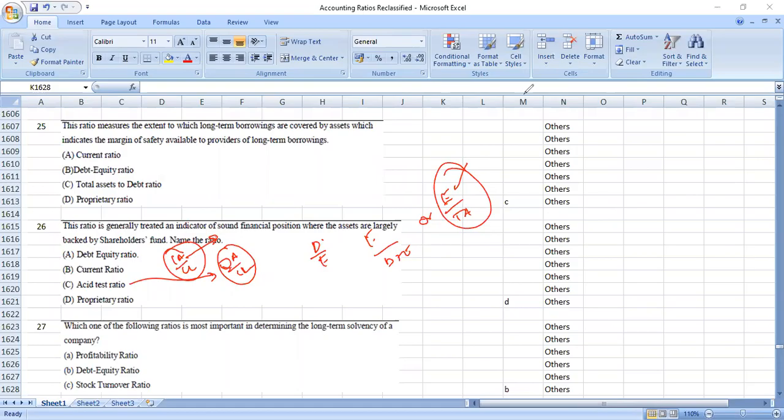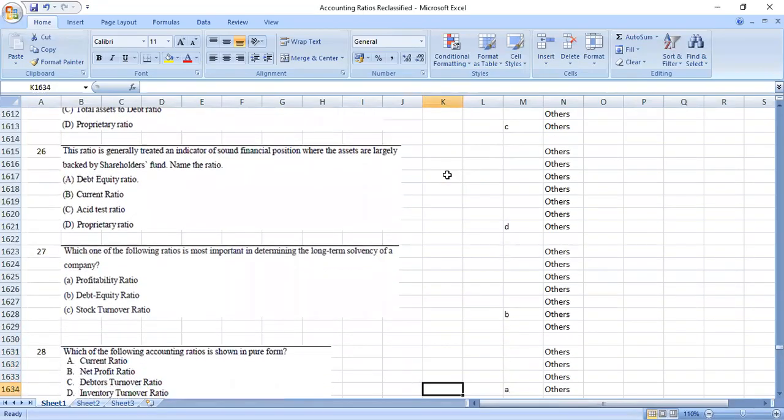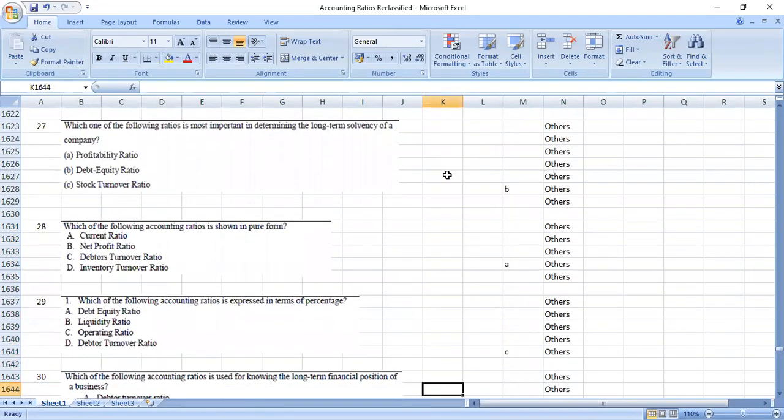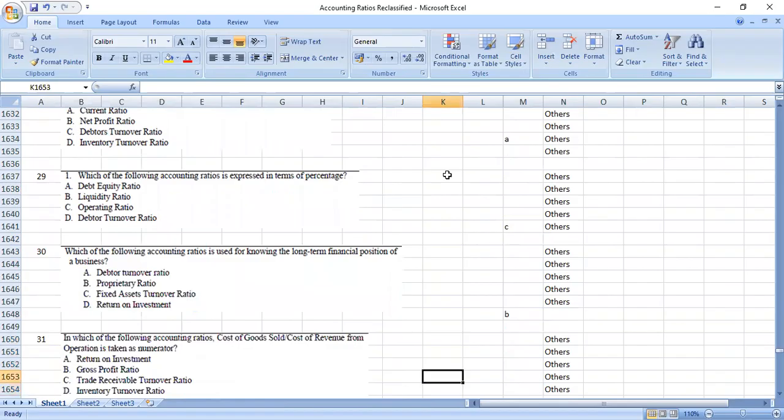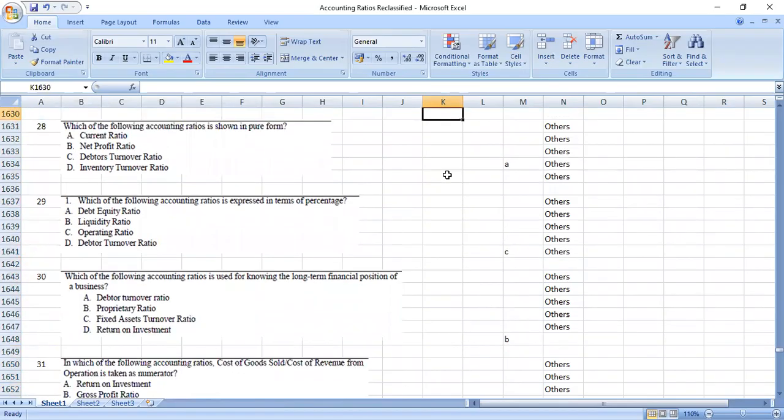27th question. Which of the following ratios is most important in determining the long-term solvency of a company? Long-term solvency: debt equity ratio. Because profitability ratio is profitability, and stock turnover ratio is activity. So long-term solvency is debt equity ratio.